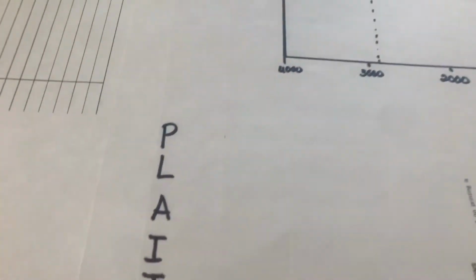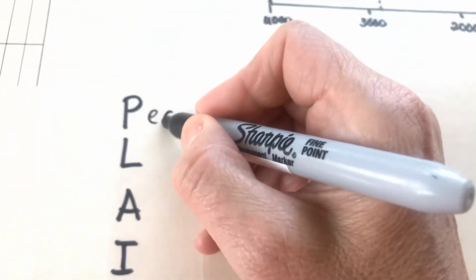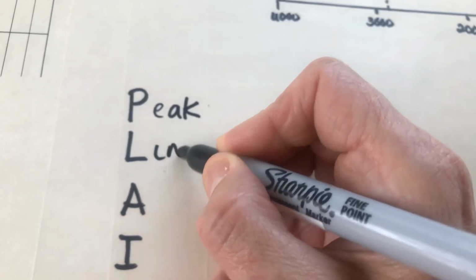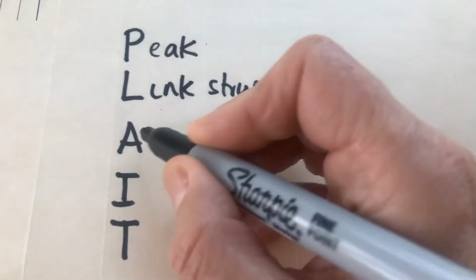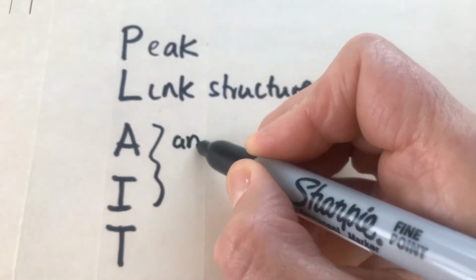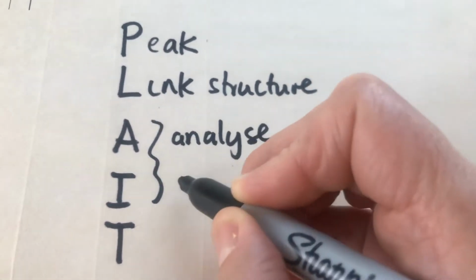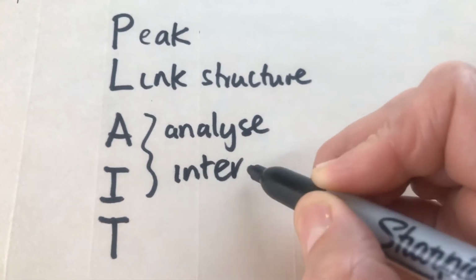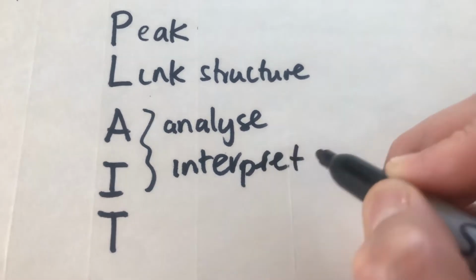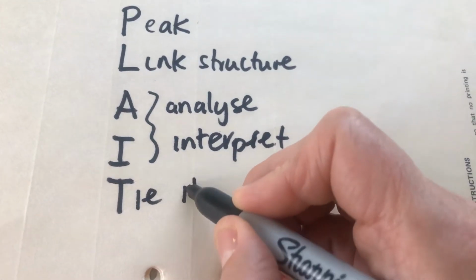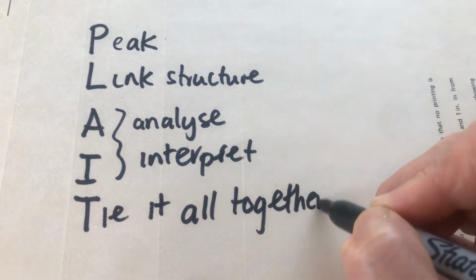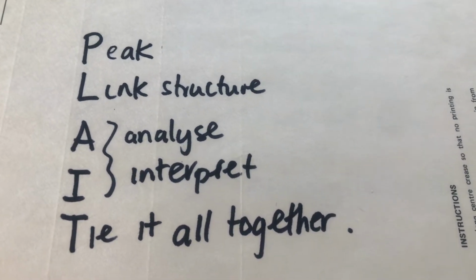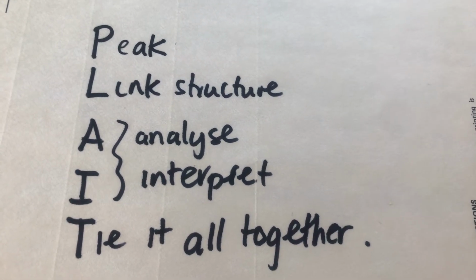So just referring you back again, our peak, we need to link it to the structure. We need to analyse and interpret. And at the end, we need to tie it all together. Now, we haven't done a lot of this T yet, and we won't really until we learn our other spectra.